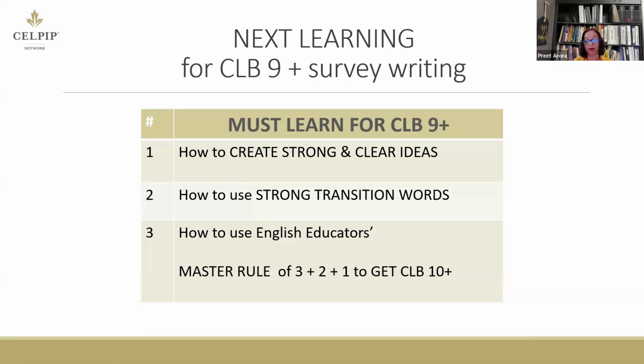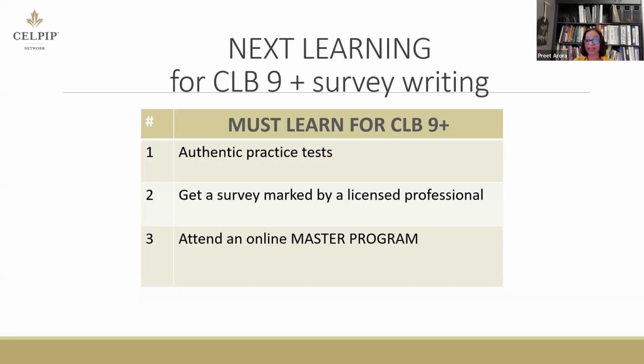I'll be teaching you the master rule of 3 plus 2 plus 1 to get CLB 10 plus in writing. So my master program for writing the survey has 6 points to be written in the survey. And another next learning is that you must practice with authentic practice tests. Kindly use authentic practice tests and get your survey marked by a licensed professional. A professional licensed person who knows English language competencies will be able to make the corrections, deletions, additions, and give feedback for a higher CLB score, and attend an online master program.